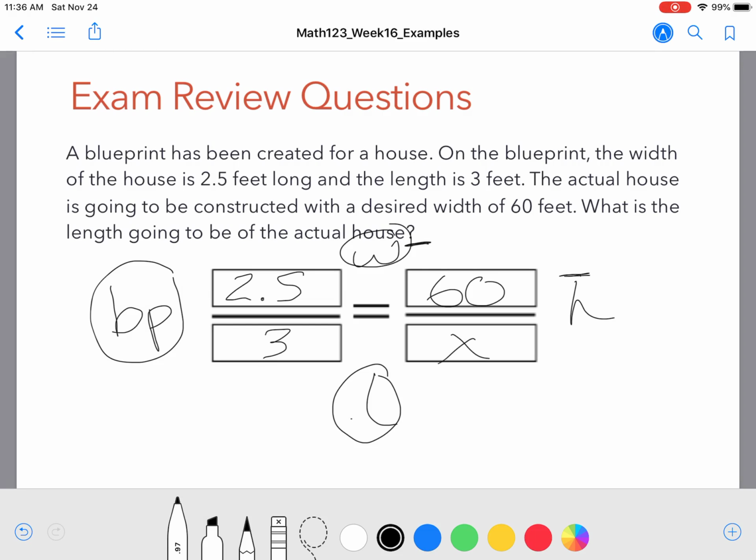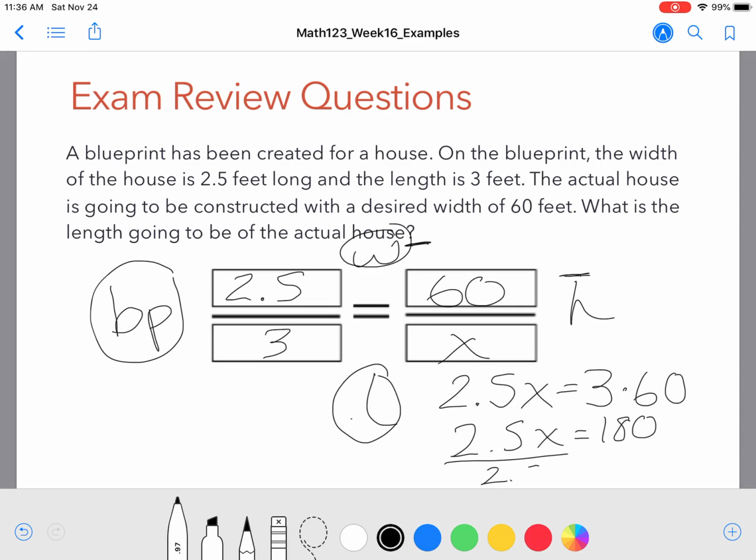So then all I do is I multiply. So I'm going to have 2.5x equals 3 times 60. And then we're going to go ahead and multiply. 2.5x equals 180. And divide both sides by 2.5. And we'll see what we get. I'm going to put my answer over here. So let me get my calculator out. 180 divided by 2.5. And I get an answer of 72. And then this is going to be feet. All right, so that's my answer for that one.